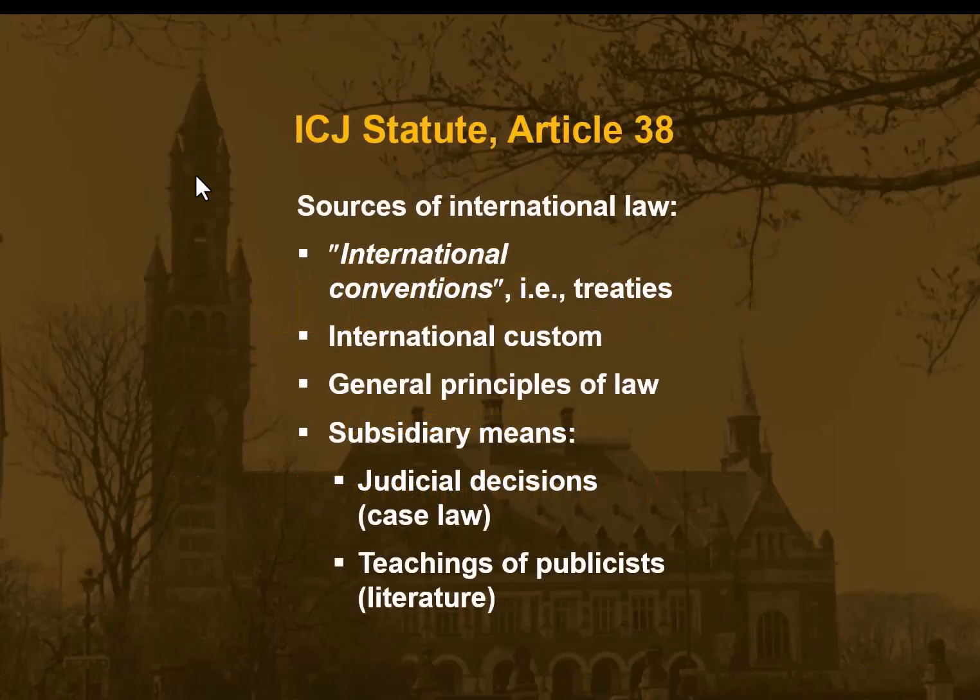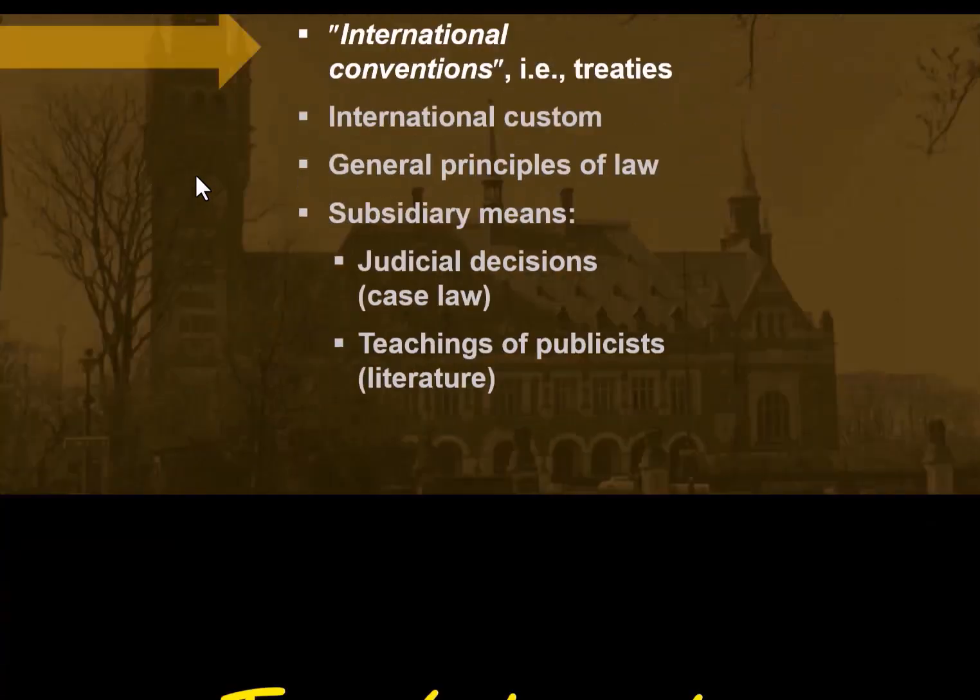Let's take Article 38 of the ICJ statute as a starting point. Do you remember that article? It offers us an overview of the sources of public international law. And what is mentioned first are international conventions, in other words, treaties. In Article 38 of the ICJ statute, treaties are top of the list of the sources of public international law, and they are a central source of law indeed.